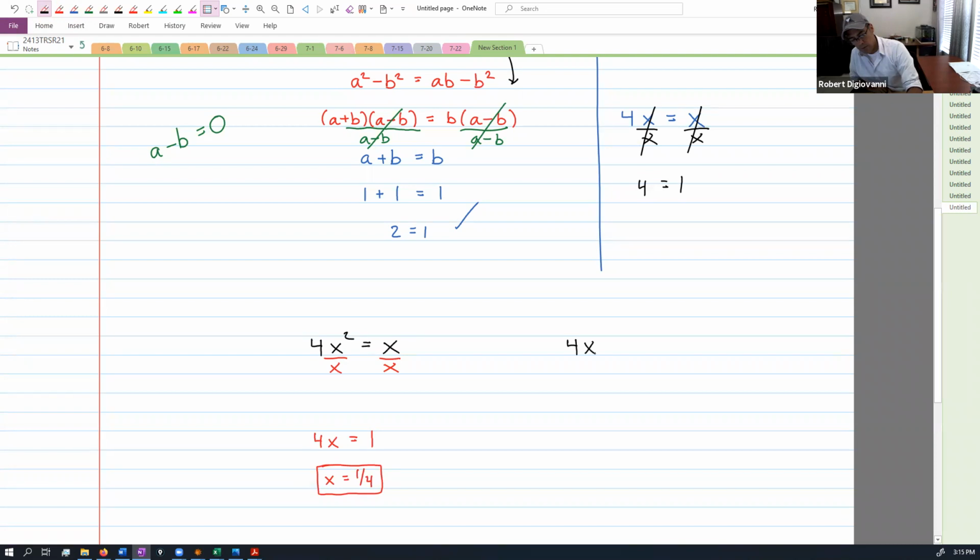That's the answer I get. So let's look at the original problem. I did division by x on both sides, and I got x is a fourth. Is 1/4 an answer? Let's try it. 4 times 1/4 squared, does that equal 1/4? 1/4 squared is 1/16, right? And 4 times 1/16 is 1/4. And 1/4 does equal 1/4. So this is true, right? By dividing both sides by x, I got the correct answer, didn't I? But is it the only answer?